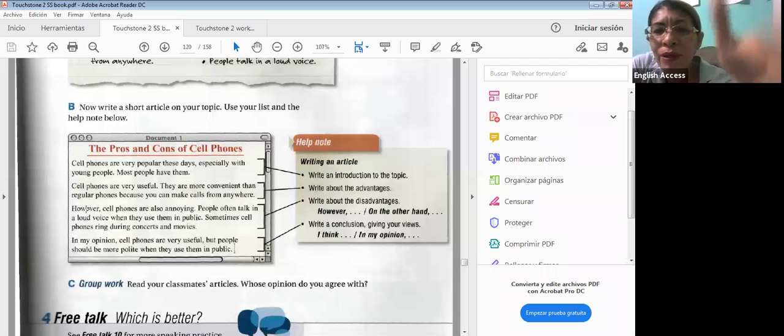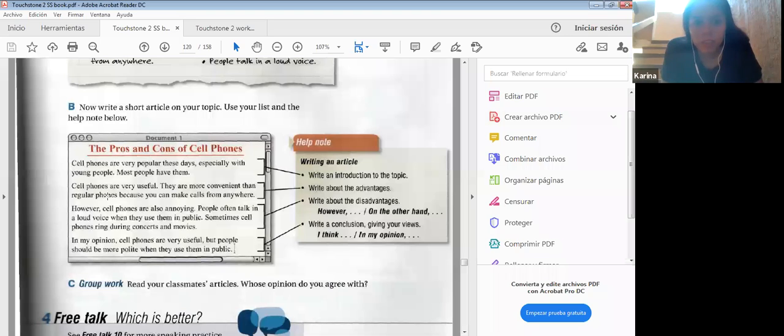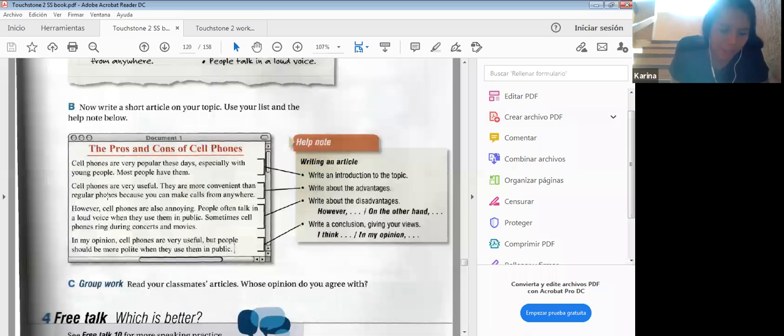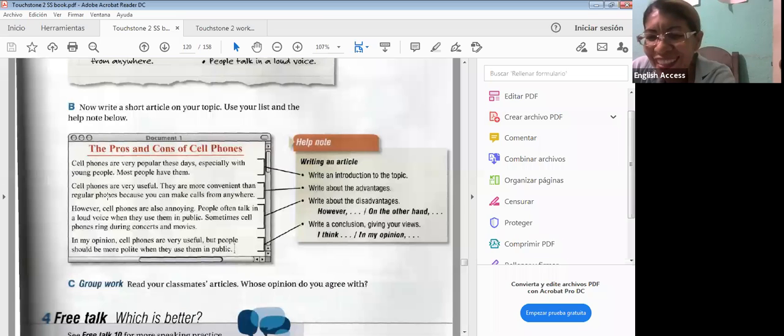So first of all, Karina, I want you to read this paragraph, please. The pros and cons of cell phones. Cell phones are very popular these days, especially with young people. Most people have them. Cell phones are very useful. They are more convenient than regular phones because you can make phone calls from anywhere. However, cell phones are also annoying. People often talk in a loud voice when they use them in public. Sometimes cell phones ring during concerts and movies. In my opinion, cell phones are very useful, but people should be more polite when they use them in public. Polite, yes.